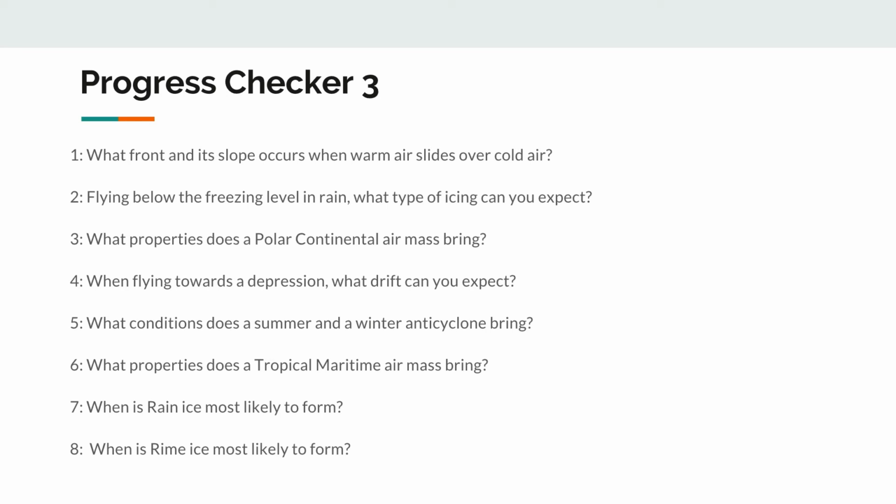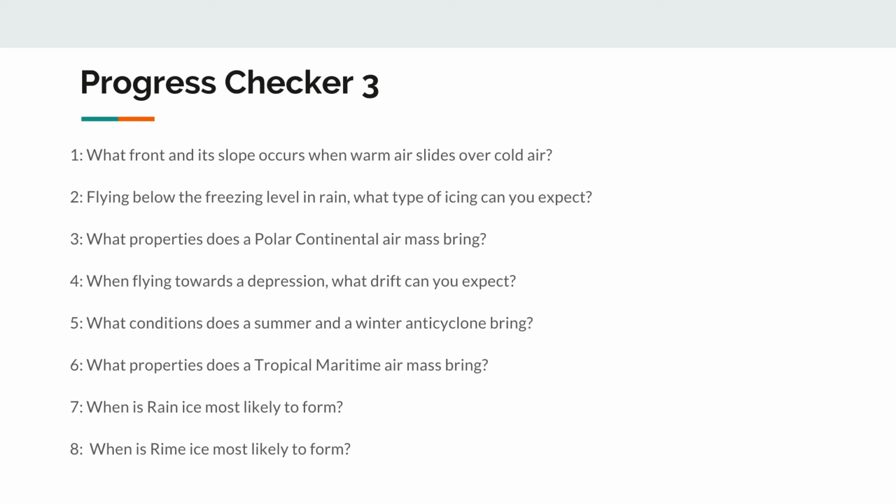What conditions does a summer and winter anticyclone bring? Well, I don't think we really need to distinguish between the two too much, but just remember that it's usually clear and dry, no cloud formation. In the winter it's a little bit colder, with some potential radiation fog, and it is calmer winds and no frontal, so that's the reason why.